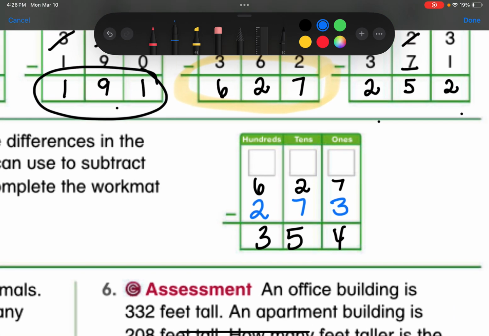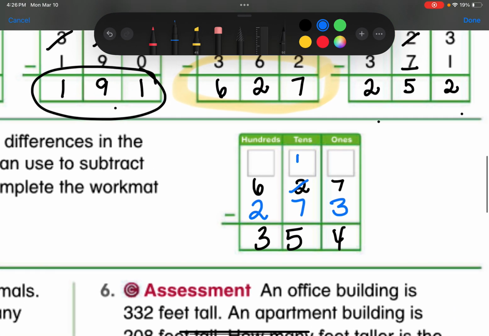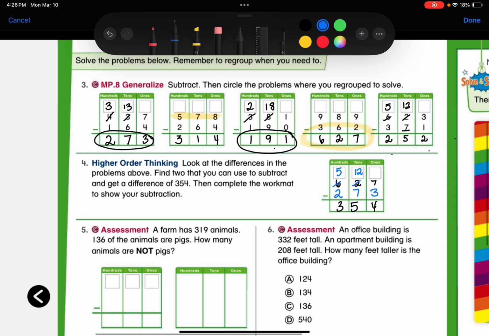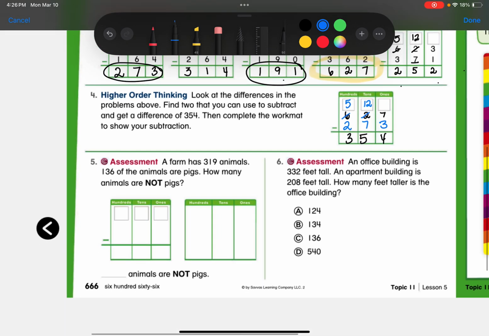2 minus 7, I can't do that, so I need to turn that into a 12. I need to turn this into a 5. So we have 7, 12 minus 7 does equal 5. And then 5 minus 2 does equal 3. So that means that 627 minus 273 does in fact equal 354. All right, let's look at the next one.